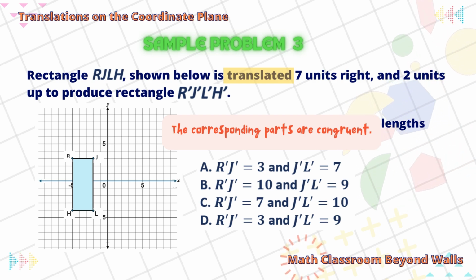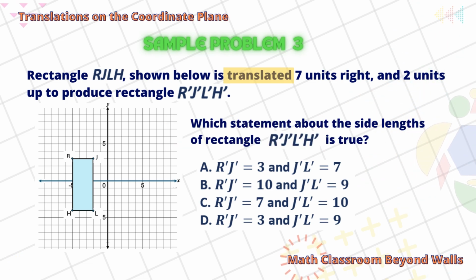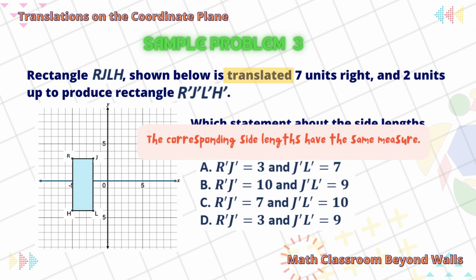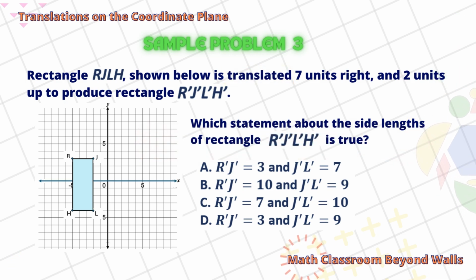Since the problem's focus is on the length as seen on the given options, then we will capitalize on the statements which says that the corresponding sides are congruent. This means that the corresponding side lengths have the same measure, right? Let us look at the figure so we can determine the exact length of each side of the rectangle. We do not have to draw the image here, learners.